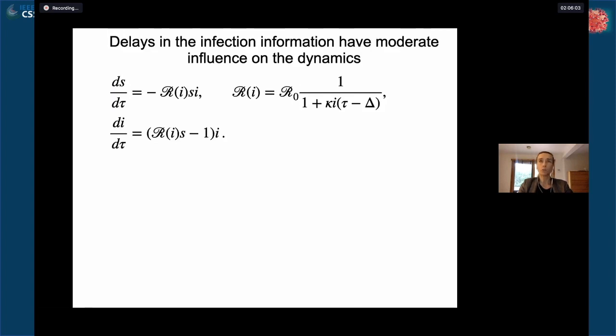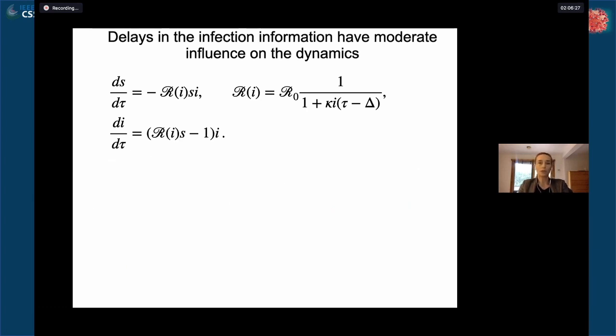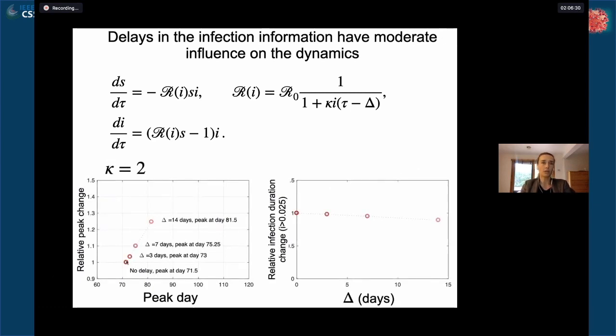Let's go on. There can be delays, of course, in the infection information, but that has a moderate influence on the dynamics. For example, here you see a solution where I have implemented a delay in the feedback term. And up to 14 days, you can still see a decent flattening of the peak. This is for kappa equal to 2. Now, if you compare that to the case with no delay, you can see a relative increase in the peak of about 30% for a two-week delay. And the relative infection duration stays roughly flat. It doesn't change very much.